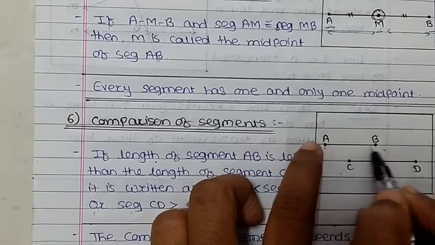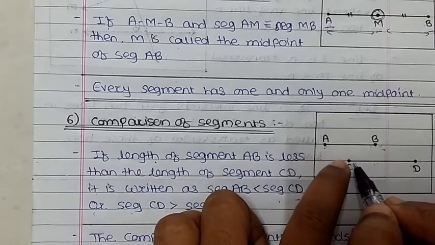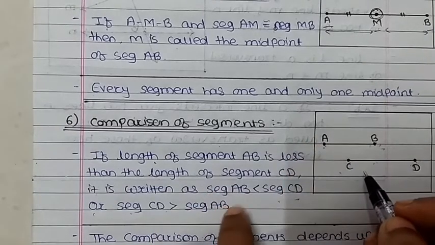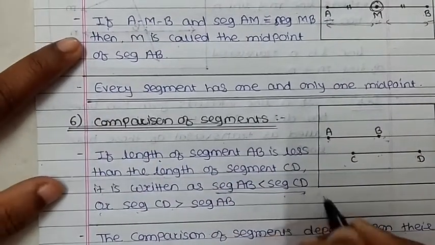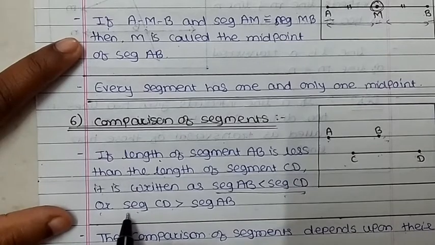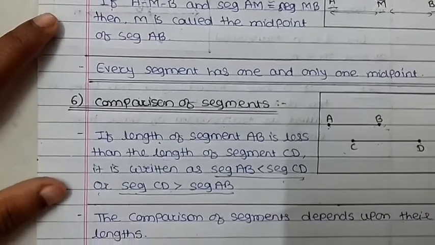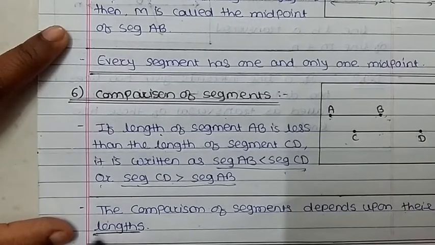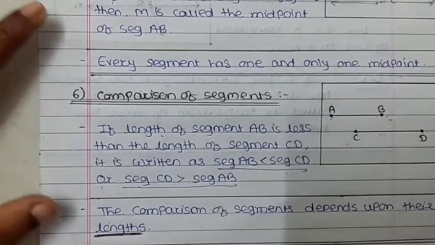Suppose the length of segment AB is less than the length of segment CD. Then we can write it as segment AB is less than segment CD, or we can also write it as segment CD is greater than segment AB. The comparison of segments depends upon their length only. We have to compare two or more segments according to their length. Okay, next.